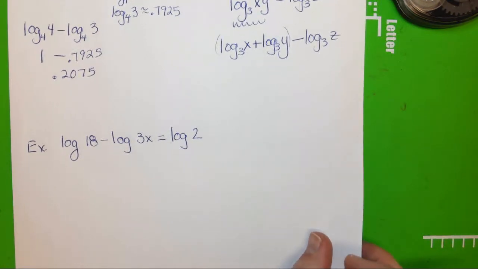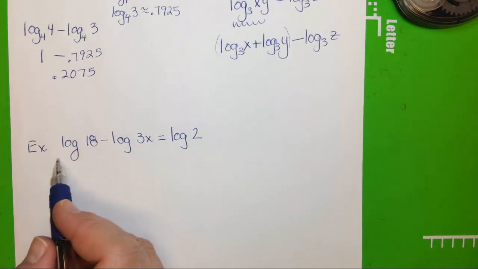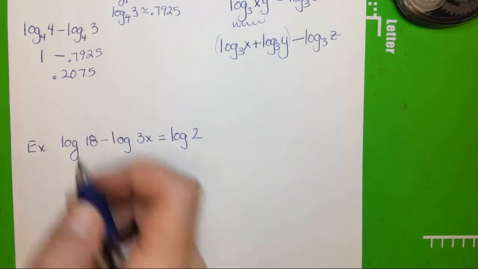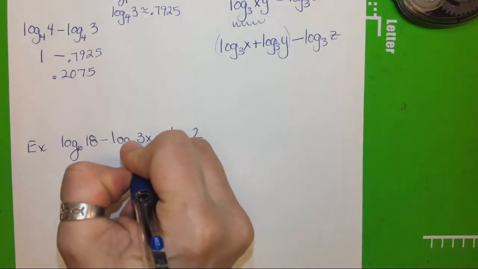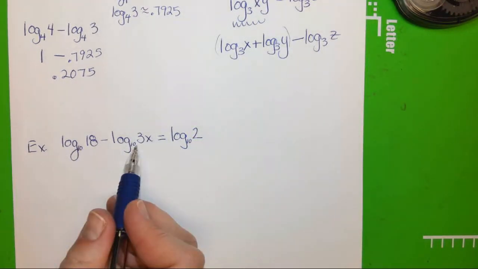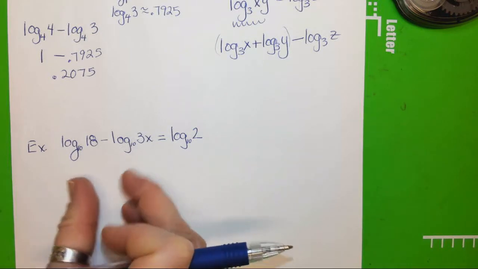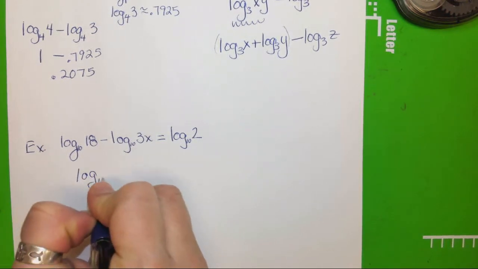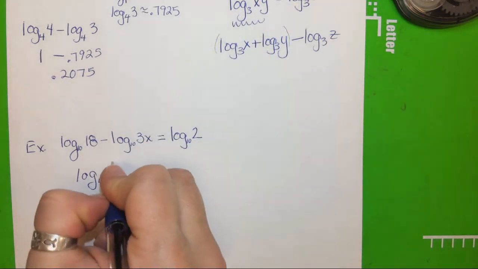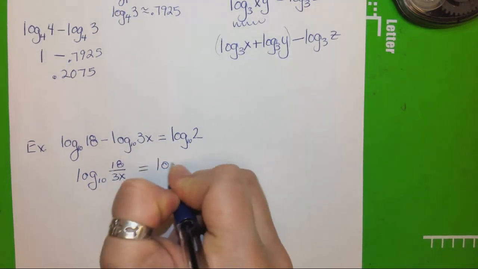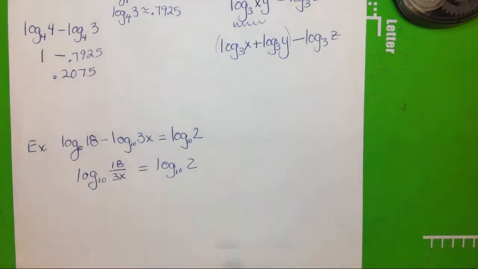Now let's look at solving an equation using expanding and condensing. We actually are going to condense this. Now we're missing a base. Remember, when we're missing a base, it's really log base 10. It's called the common log. So we're going to smush those back together and condense them down. We have all the same bases, so we'd have log base 10 of 18 divided by 3x equals log base 10 of 2.